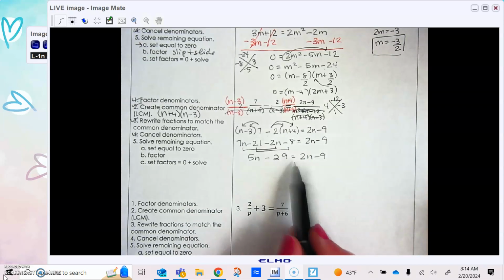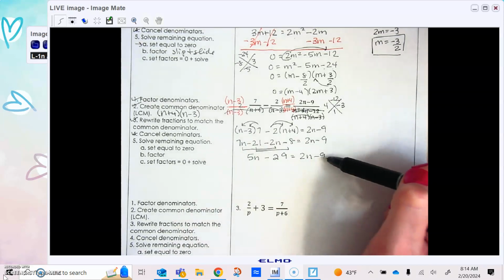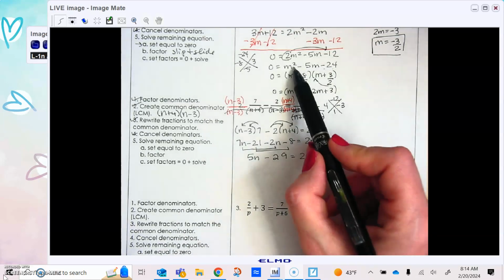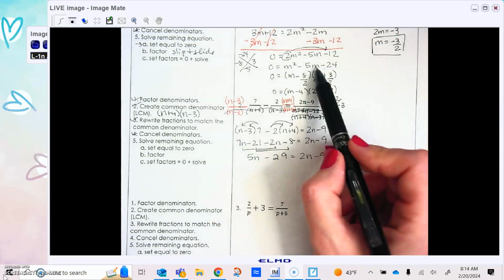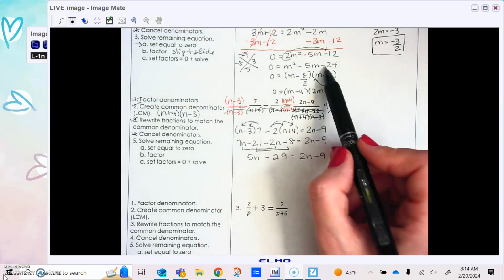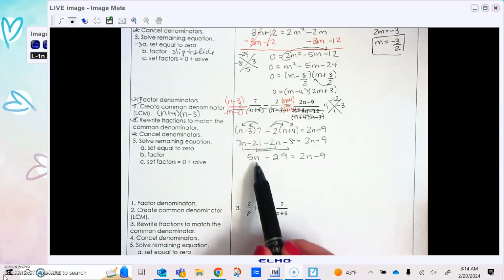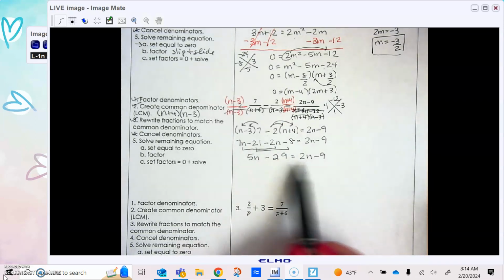And now I have this equation. So let's think about how this equation is different from when we solved here. In this problem, we had m squared and m to the 1. So that was my clue. I was going to have to do a factoring method. But here, my variables are exactly the same.